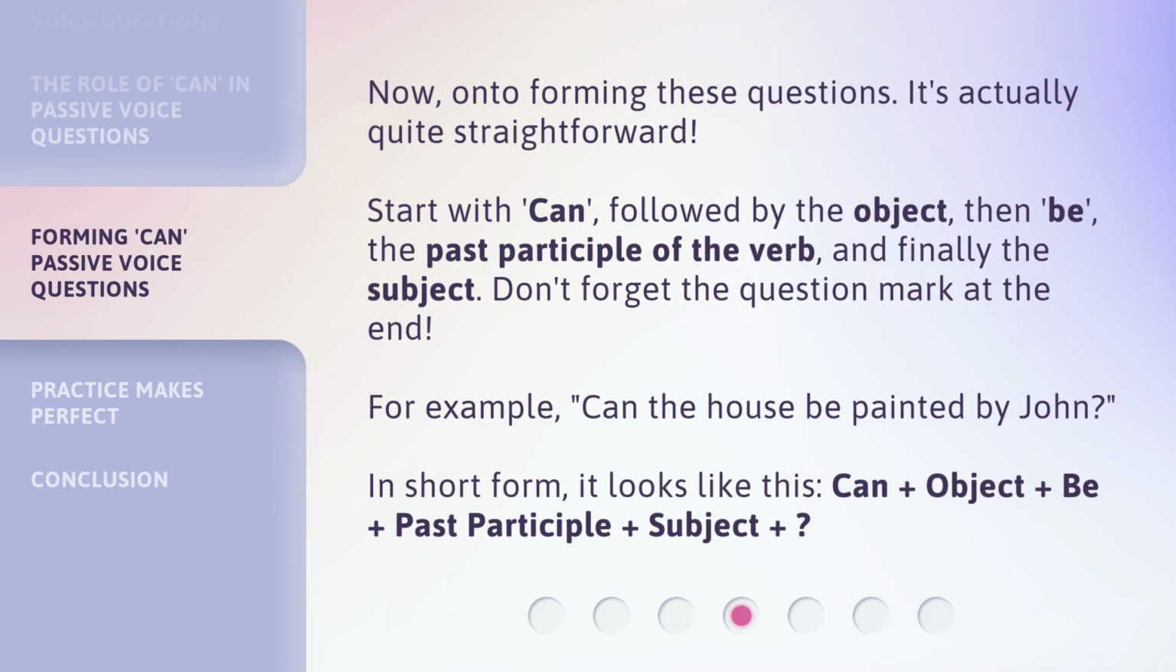Now, onto forming these questions. It's actually quite straightforward. Start with can, followed by the object, then be, the past participle of the verb, and finally the subject. Don't forget the question mark at the end. For example, can the house be painted by John? In short form, it looks like this. Can plus object plus be plus past participle plus subject plus question mark.